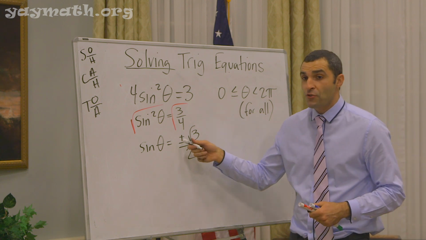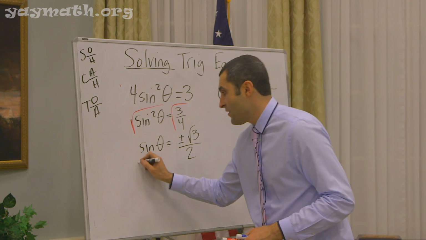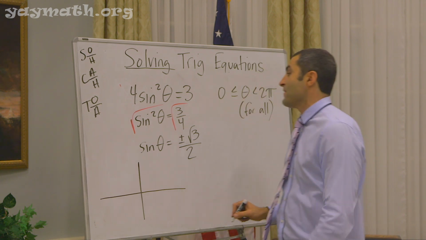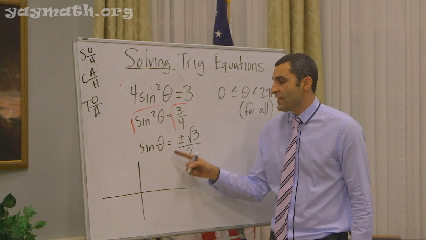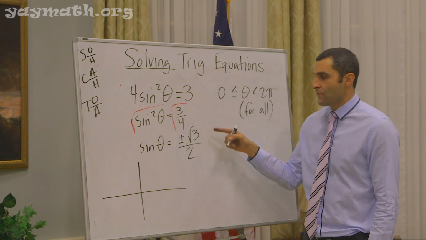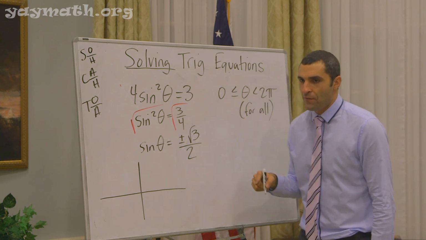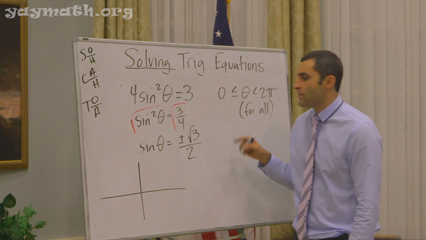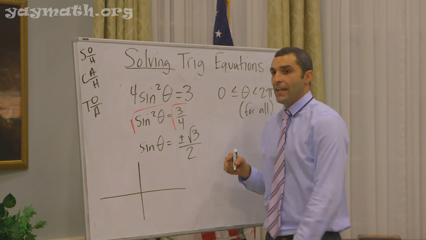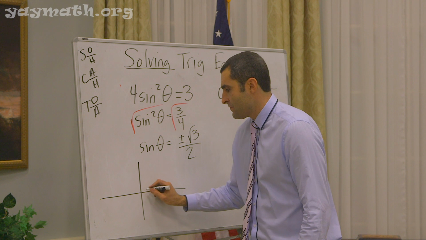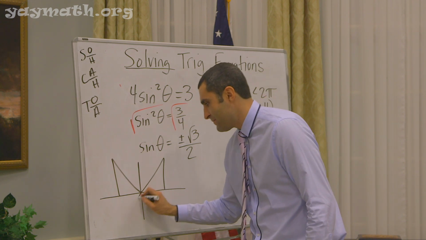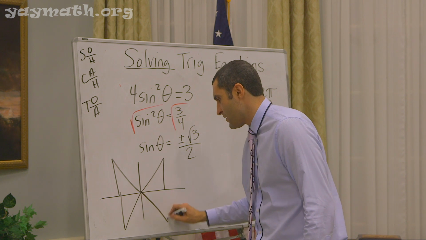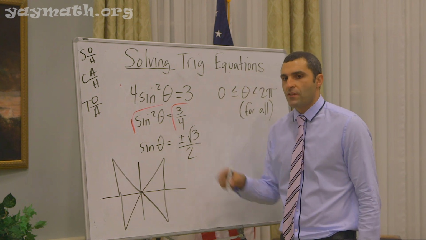Now, plus or minus. It depends on the quadrant. In other words, what you're saying is I want all values of the angle that result in either positive root 3 over 2 or negative root 3 over 2. Which quadrants result in positive root 3 over 2? 1 and 2. Or negative root 3 over 2? 1 and 2 is positive, and 3 and 4 is negative. So all of them. Exactly. All of them will result in plus or minus.